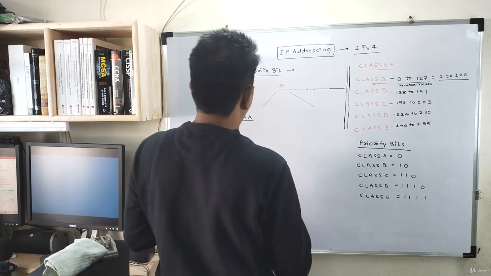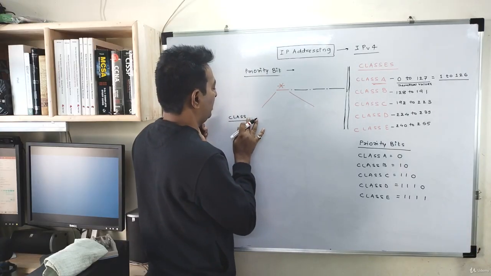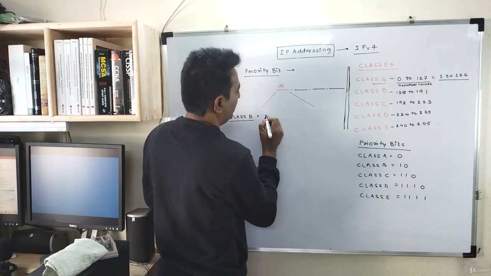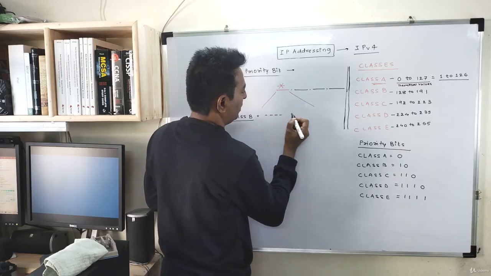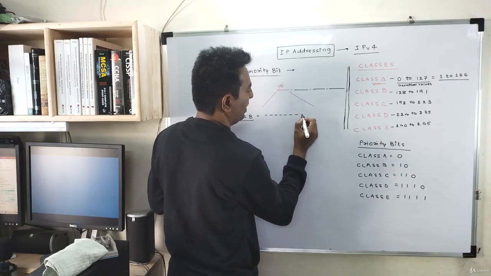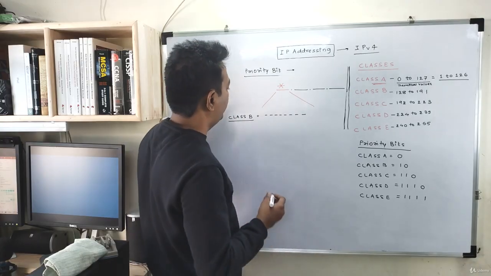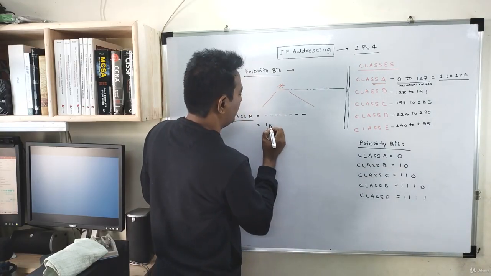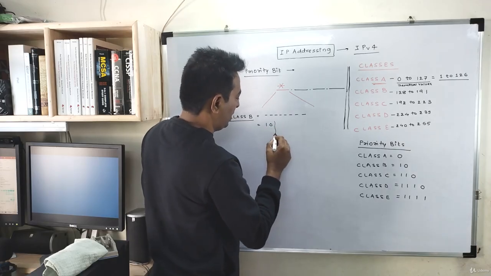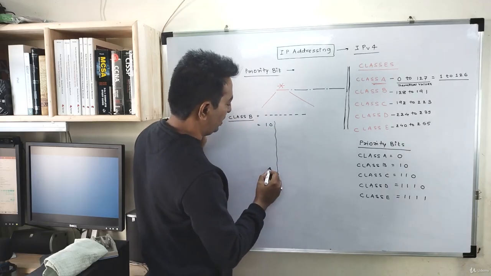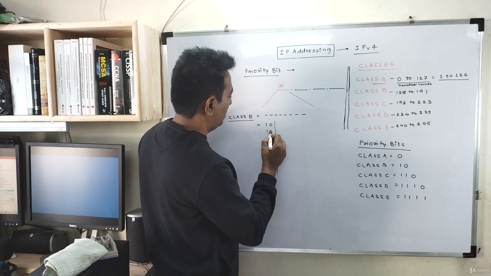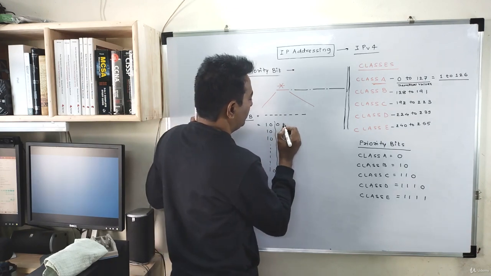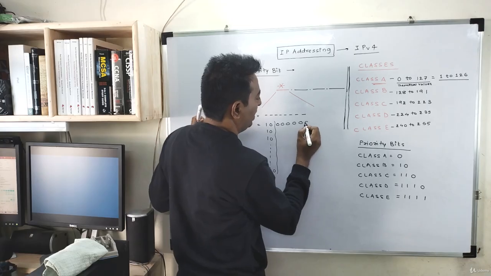Let us consider 8 bits again. So this now becomes class B. So 1, 2, 3, 4, 5, 6, 7, 8. So 8 bit values I have written here. The priority bit for class B is 10. So this is not going to be changed throughout the range. So 10, 10, and so on. 3, 4, 5, 6, 7, 8.